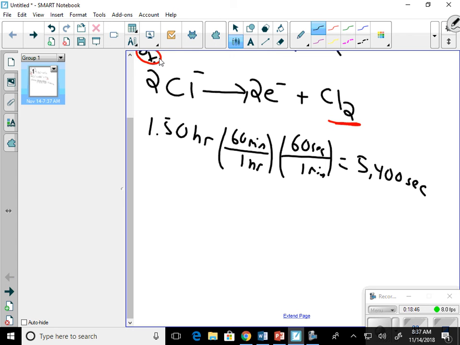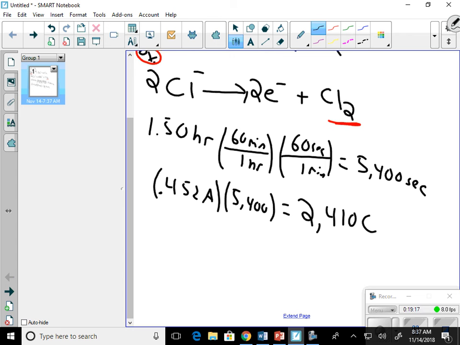Now that I have my amount of time, and I have my amps that were given to me, 0.452 amps, multiplied by my 5,400, that will give me, I'm going to kind of ignore the 3 sig digs for now. I'll carry that at the end though. Heck, 2,410. I'll keep the sig digs.